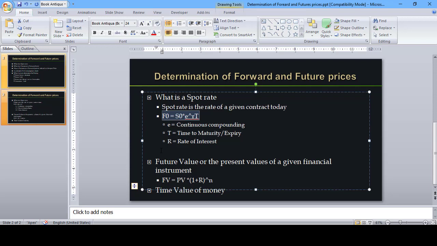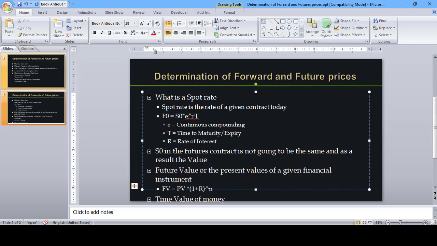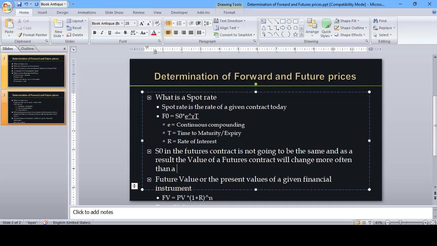But if you bought this as a futures contract in the market, tomorrow it might be the case that this would change, because as opposed to a forward contract, this particular thing is not going to be constant in the futures contract. So it is going to be different the next day, or sometime after you've bought the futures contract. For example, S0 in the futures contract is not going to be the same, and as a result the value of a futures contract will change more often than a forward contract.